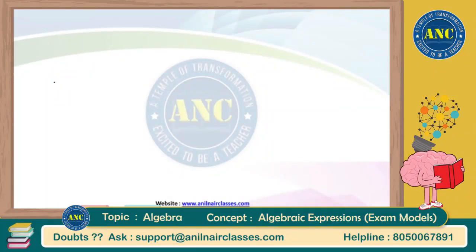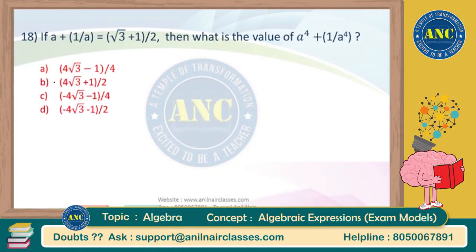Question number 18. Now, see here. Every possible variety I want to touch upon, sir. Now, a plus 1 by a is equal to something, and that something is not just a whole number, it's a rational number this time. A power 4 plus 1 by a power 4.